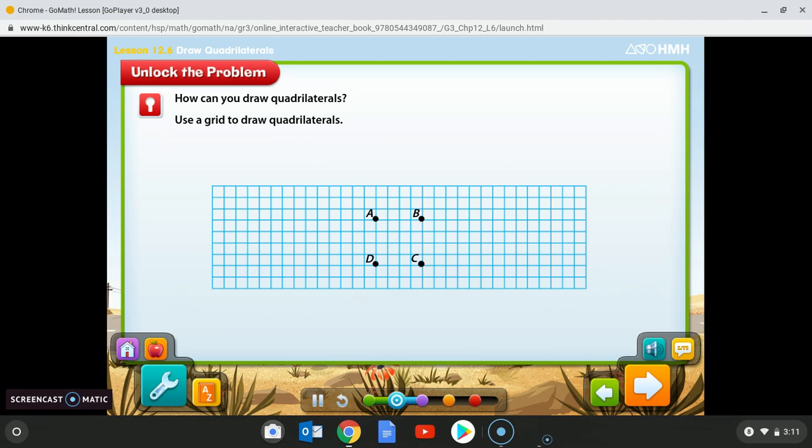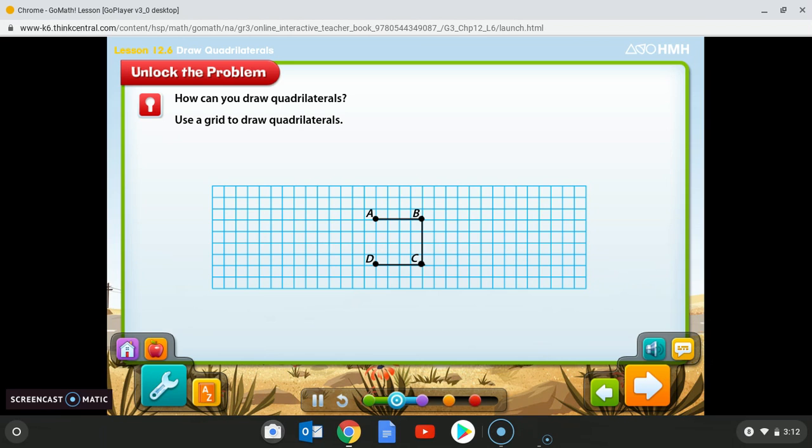So we can use a grid to draw a quadrilateral. There are 4 points on this grid. Remember, a point is a little dot on a number line or a grid. If I connect A and point B, that's going to make a line segment. Remember, a line segment has points on the end. A line continues on forever. If I connect B to C, I have a line segment BC. If I connect C to D, I'm also going to get another line segment.